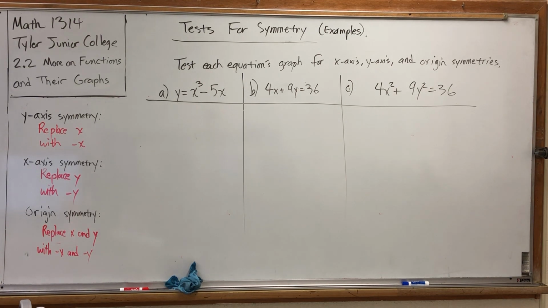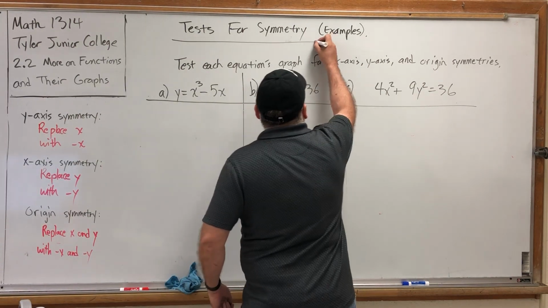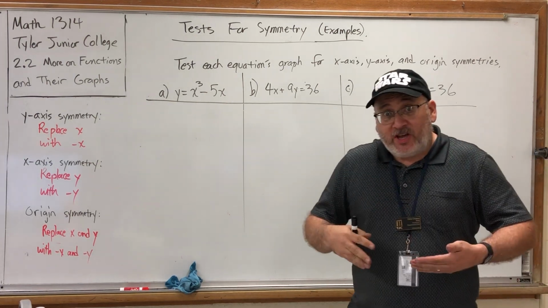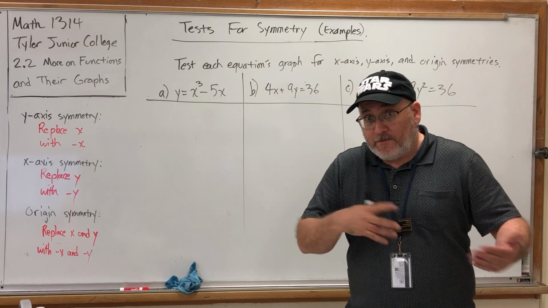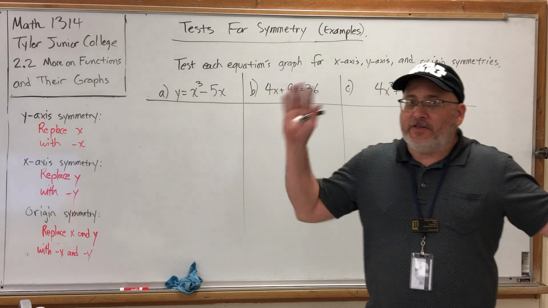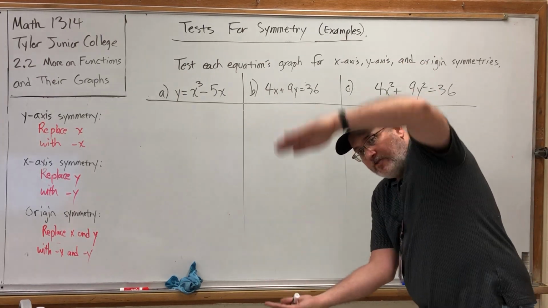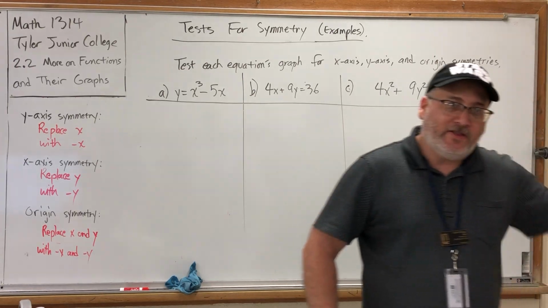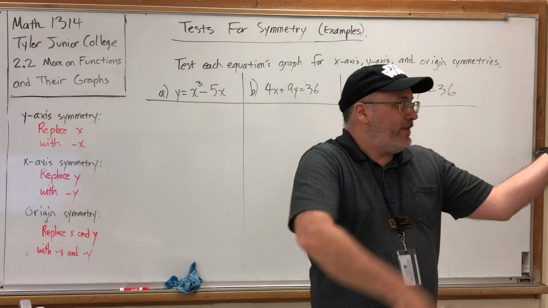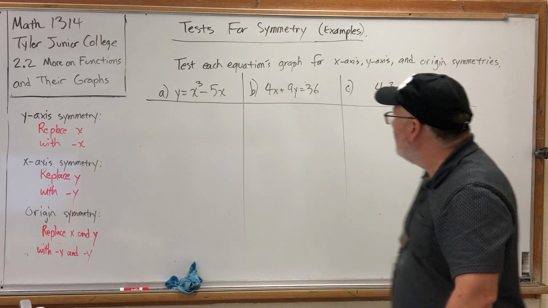Test for Symmetry, Examples. In the previous video, we defined what we meant by y-axis symmetry, x-axis symmetry, and origin symmetry for graphs, specifically for graphs of equations. Y-axis meaning that the left was the mirror image of the right, x-axis meaning the top was a mirror image of the bottom, and origin symmetry meaning that we could turn the graph upside down, or equivalently, if we took the right side of the graph and rotated it 180 degrees, we would get the left side of the graph.